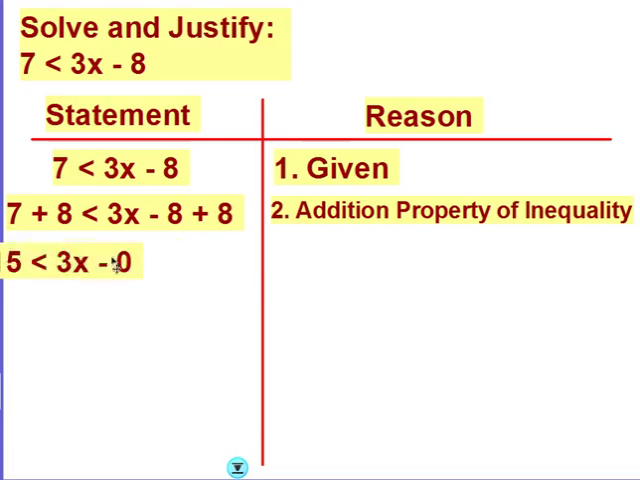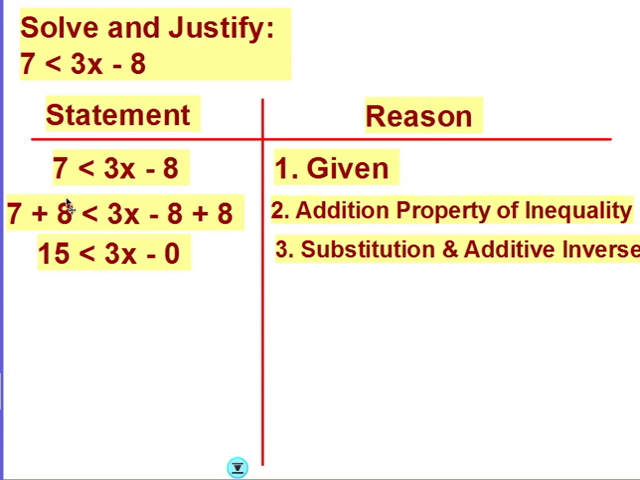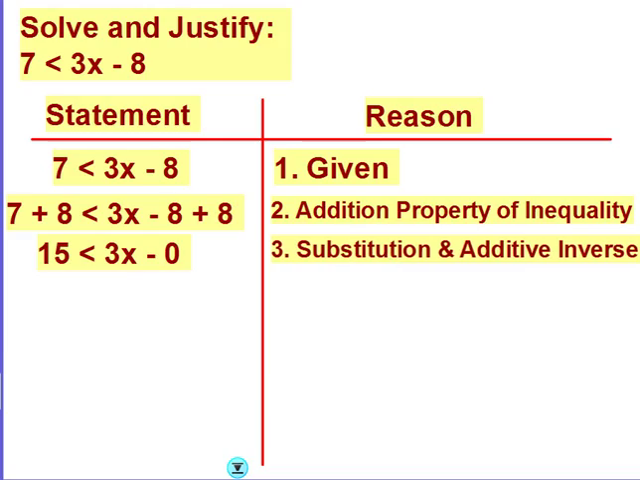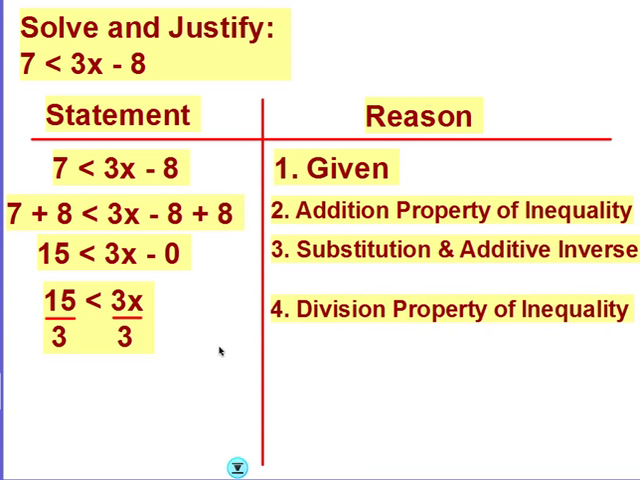Next, we have 7 plus 8, which we know is 15, and then the negative 8 plus 8 cancel out to give us 0. So we have two properties happening. We have substitution, where the 7 plus 8 is, and then the additive inverse on the other side. Next, we know we're going to have to divide by 3. Now we're dividing both sides by positive 3, so we don't have to flip the sign. And that's going to be our division property of inequality.